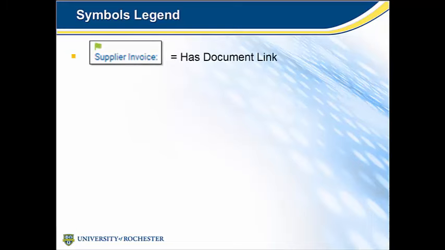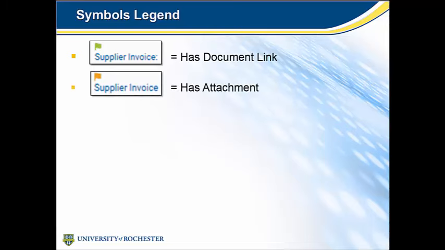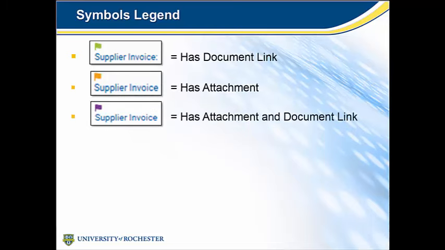As you work in OnBase, you will need to understand what the symbols stand for. In the Supplier Invoice column, there are colored flags that represent different types of supporting documentation on the transaction. A green flag indicates that the transaction contains a document linked to an invoice. An attachment is represented by an orange flag, and a purple flag includes both a document link and an attachment. If there is no flag, then there is no document link or attachment and is most likely an electronic invoice.